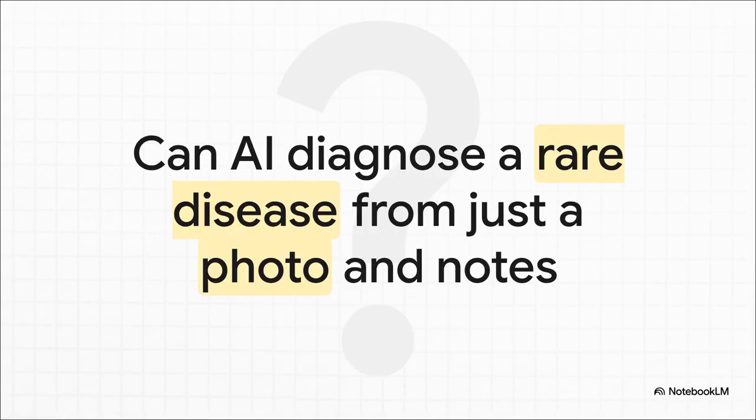So let me just throw this out there. Imagine an AI that can look at a photo of a patient's face, scan a few clinical notes, and then boom, diagnose a super rare genetic syndrome. Sounds like sci-fi, right? Well, it's not. The answer is yes, it can actually do that. But that brings up a way more important question, doesn't it? How on earth are we supposed to trust something like that?